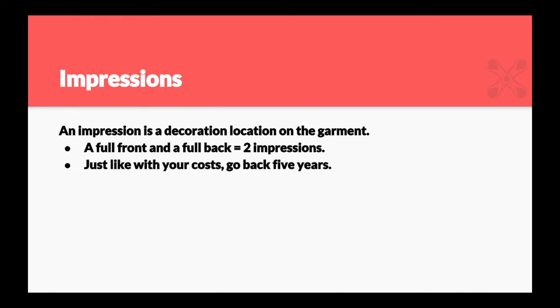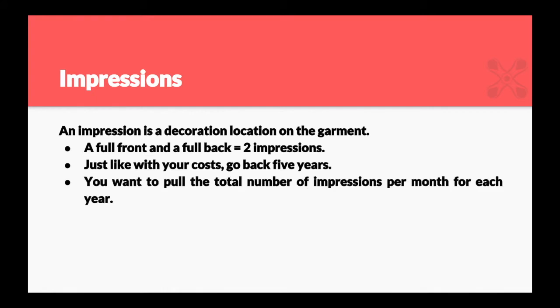So just like your costs, you go back those 5 years, and for each month, you need to calculate how many impressions you printed. Now this is the unit of work that you did. So what we're going to do is get your cost per impression for each of the 5 buckets. So what we need to understand is how much you actually did. So we want to pull the total number of impressions for each month, for each year, so everything looks correct.